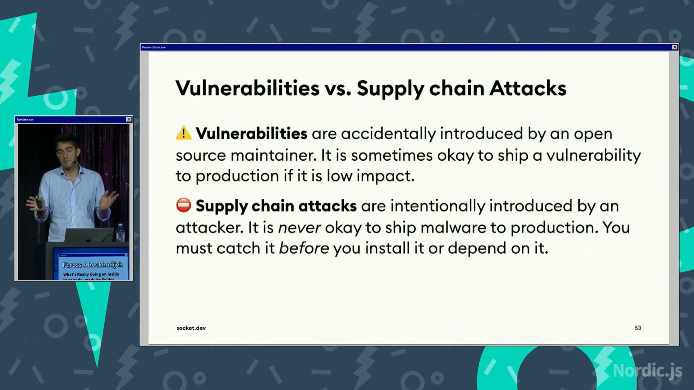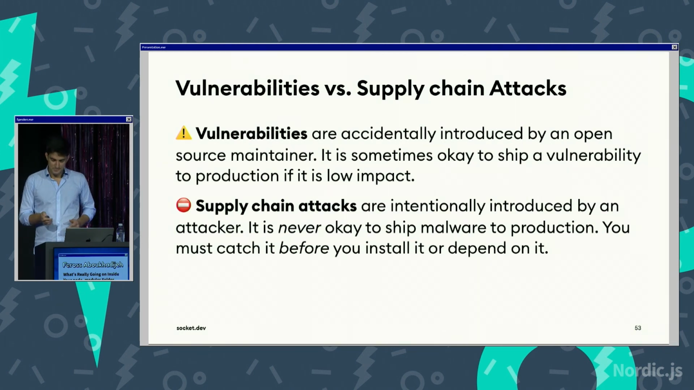Vulnerabilities, you should fix them, but a lot of them are low severity, and you can get away with them for some time in production because they may not be exploited, they may not be discovered, they may be low impact, right? Supply chain attacks, on the other hand, are intentionally introduced by an attacker. Somebody hijacked a package and put malware into it. So you basically never want to install these ever, even once, right? You don't have time to wait to fix this in a week or in a month. You just need to catch it before you install it, right?